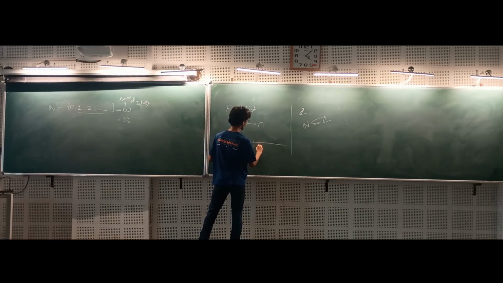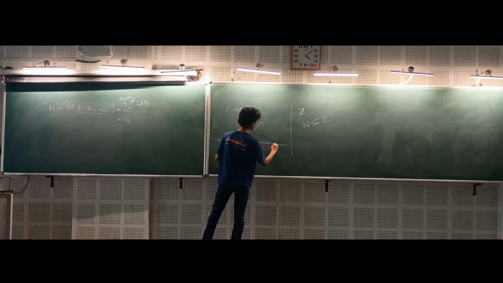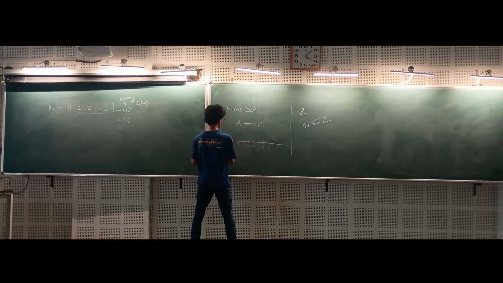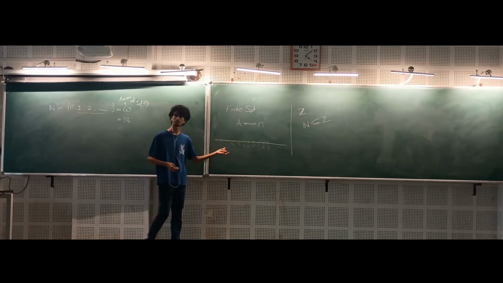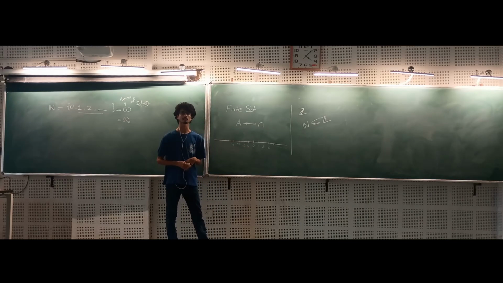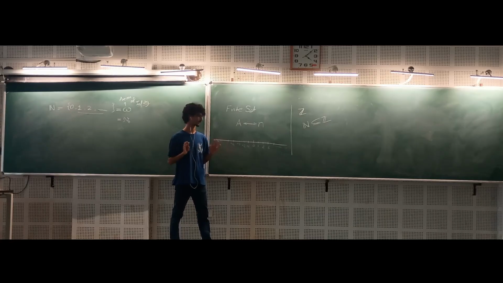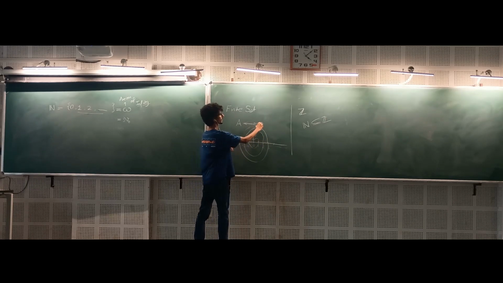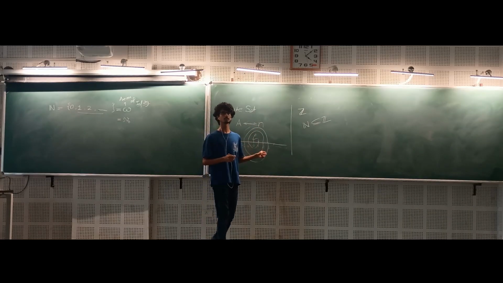So 0, 1, 2, 3 and so on. And here we have -1, -2, -3, -4 and so on. Okay, so this is the integers on a number line. Now what I'll do is I'll start counting them, which means I'll start putting them in bijection with N. So I'll label this 0, then I'll label this 1, I'll label this 2, 3, 4, 5, 6 and so on. If I keep doing this, will I cover all the integers?